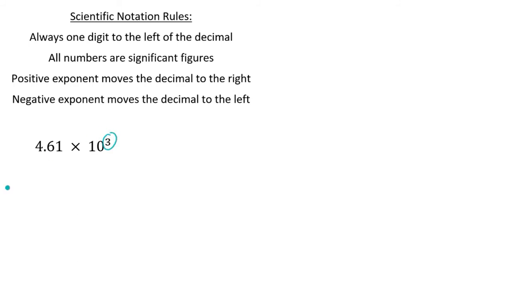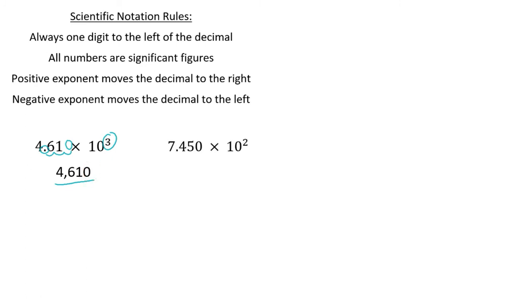This 10 cubed, or 10 to the third, means I am going to take this decimal place and move it to the right 3 spaces. So it's going to go 1, 2, 3. Now you'll notice on my third space there is nothing there. There is no digit. So what do I do with that empty space? Well, you simply add in a 0. So the standard form of this number is 4,610. I had to add in a non-significant 0.